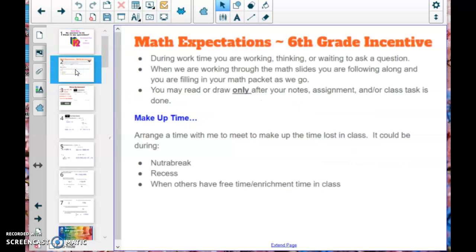One thing we'll also go over in class today is my math expectations. During work time, you are working, thinking, or waiting to ask a question. When we are working through the math slides, you are following along and filling in your math packet as we go. You may read or draw only after your notes, assignment, and/or class task is done. If you are not meeting those expectations, then we'll arrange a time to meet with me to make up the time that was lost in class. It could be during NutriBreak, it could be during recess, or when others have free time or enrichment time in class.